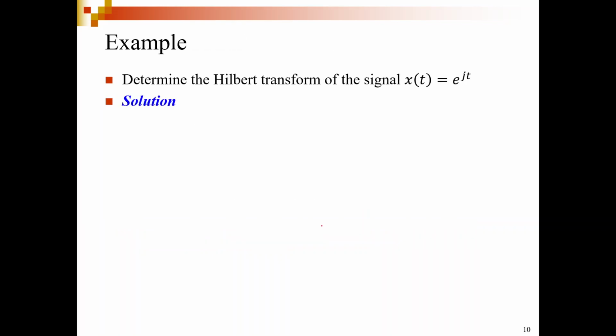So now let us take up one example of how to find the Hilbert transform of the signal e to the power jt. Let us see how to do this. To begin with, we shall write x of t, which is given as an input to the Hilbert transformer.